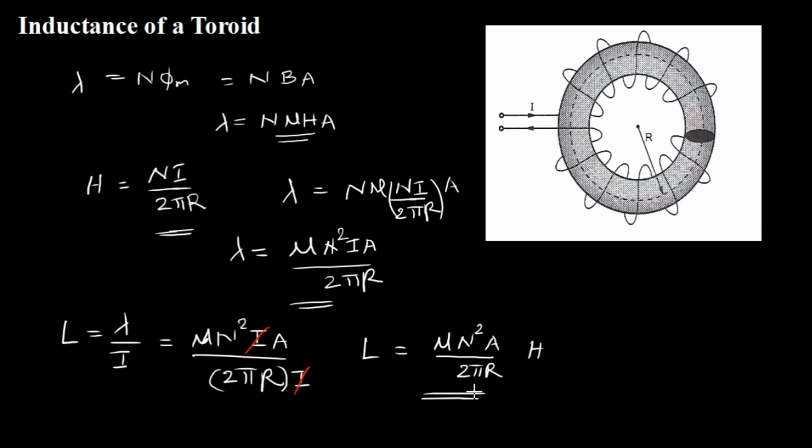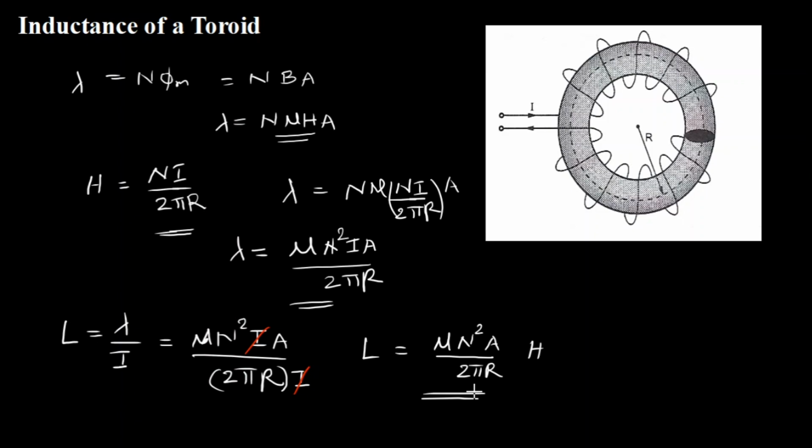Now as you can see here, 2 pi r gives me the entire perimeter of the toroid. A is the cross sectional area, N is the number of turns, and mu is the permeability of the medium. So it directly tells you that the inductance is not going to depend on the amount of current flowing through the toroid. Okay, this is interesting.